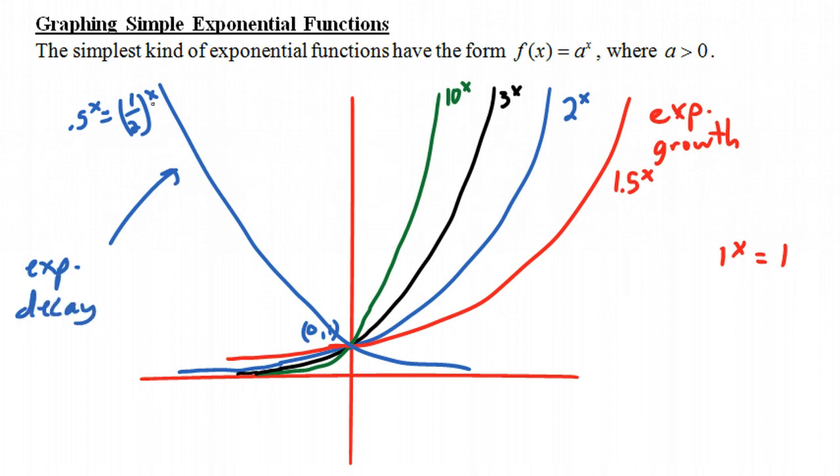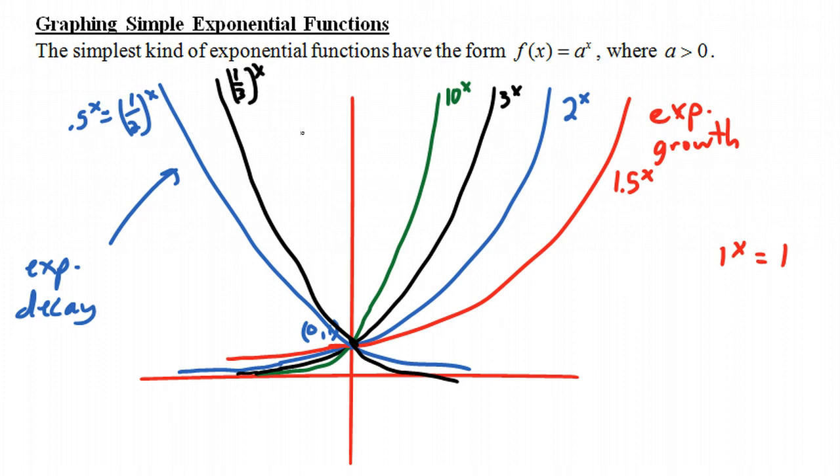As we go left to right, the function is going down. Instead of growing, it's going down. So we're getting exponential decay. Now, what about, let's say, 1/3 to the x? Well, 1/3 to the x would be the flip of 3 to the x. 1/3 to the x would look something like this. And so this is 1/3 to the x.